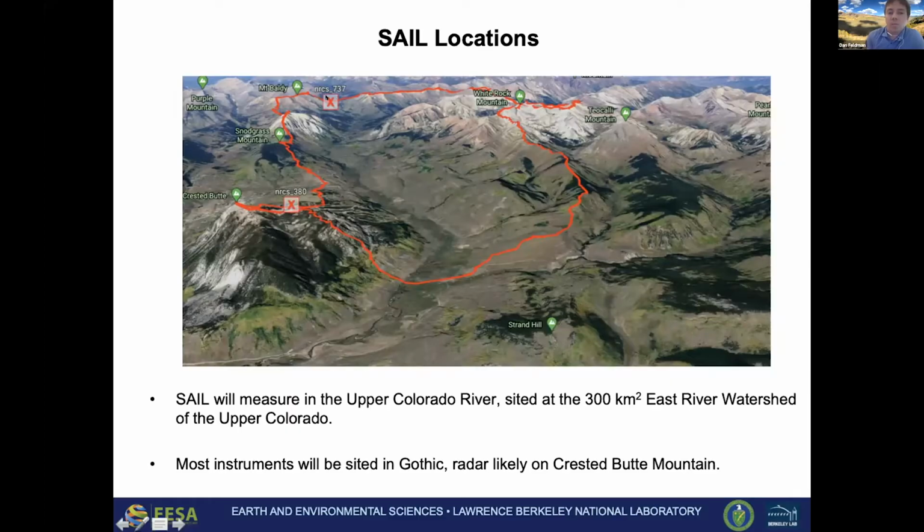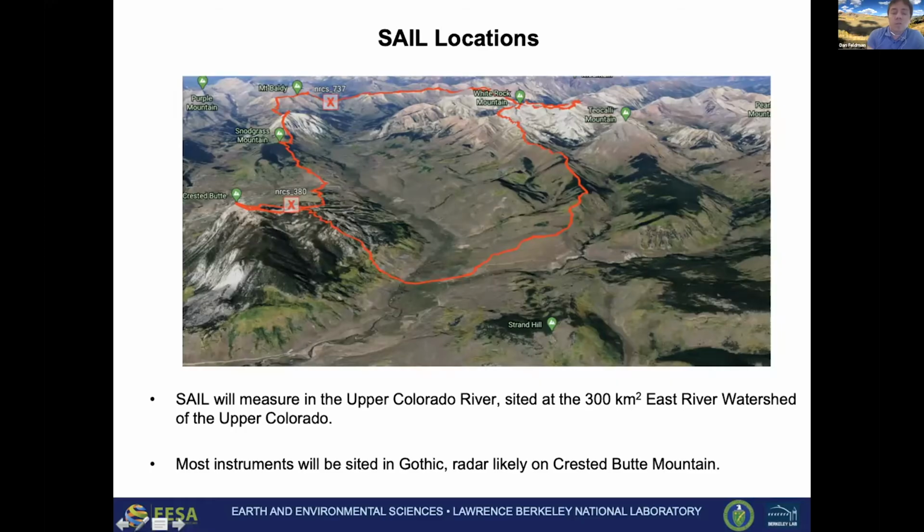There's another X, which is another SNOTEL station, and both of these will measure snow water equivalent as reference points. And then we're looking to put most of the AMF measurements, the AMF2 package, up in Gothic, which is kind of in this valley here, about 10 kilometers up the valley from this mountain.